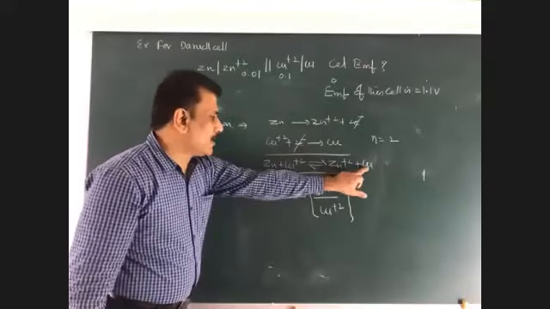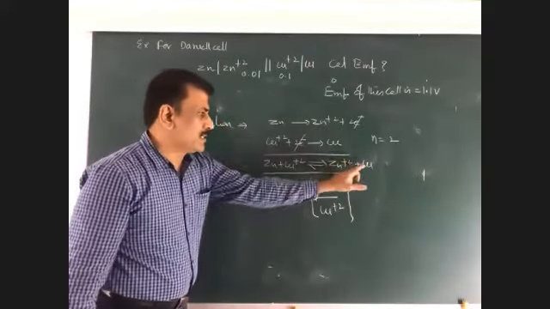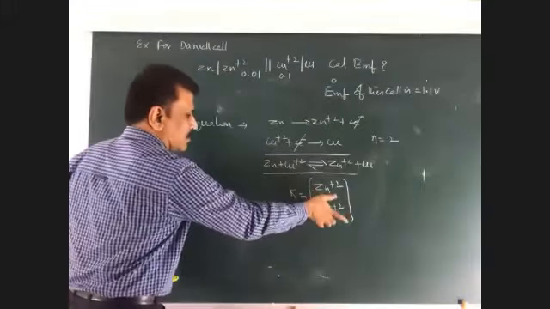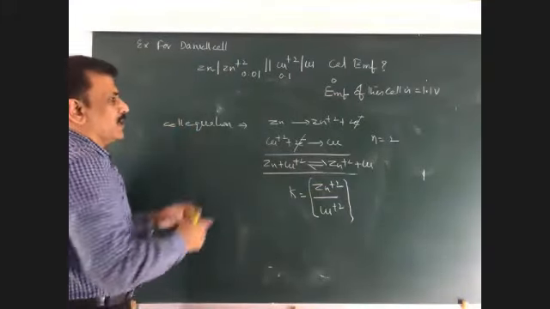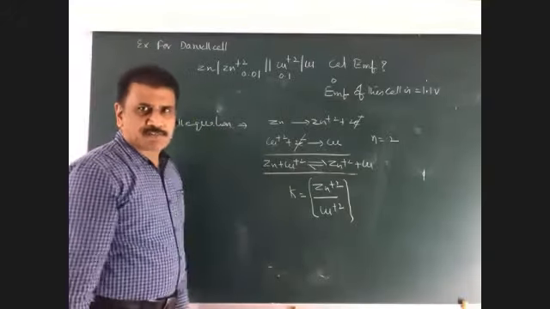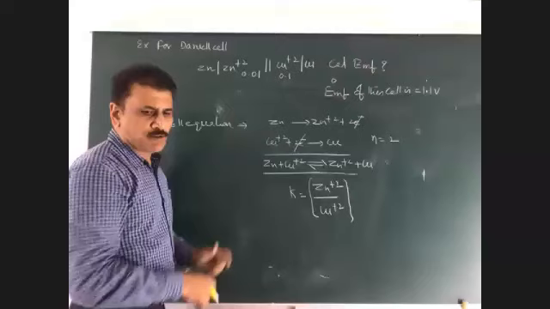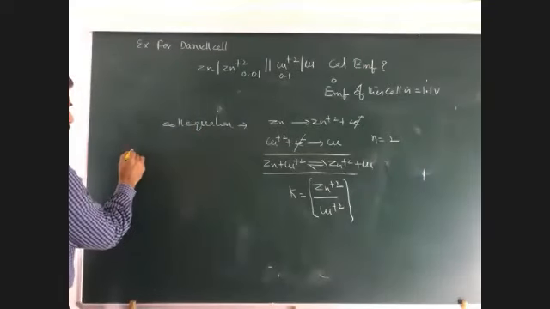I ignored copper and zinc metals. These are elements, so their active mass is taken as 1. So Zn plus 2 by Cu plus 2. Now apply the Nernst equation. This is a full cell. Previously we did with half cells. So now apply the same concept here.